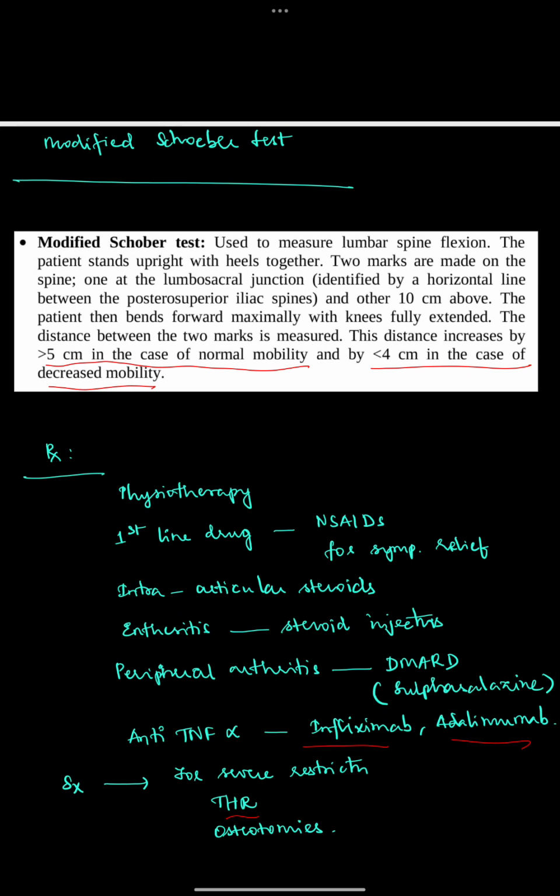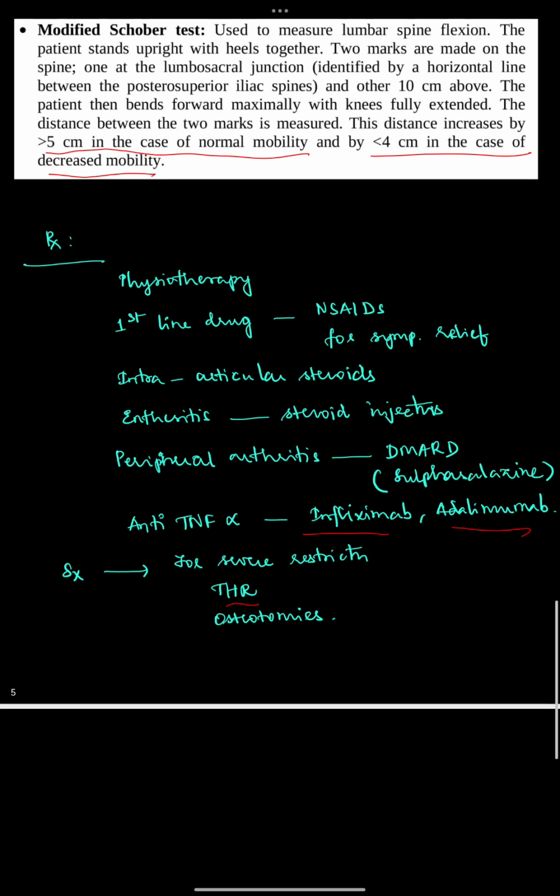Treatment would be physiotherapy. First line therapy is NSAIDs, and for symptomatic relief, intraarticular steroids can be given. For enthesitis, steroid injection, and for peripheral arthritis, disease modifying agents such as sulfasalazine, and anti-TNF alpha agents, infliximab and adalimumab. For surgeries, in severe restriction, you can do surgeries. Osteotomies can be done. Thank you.